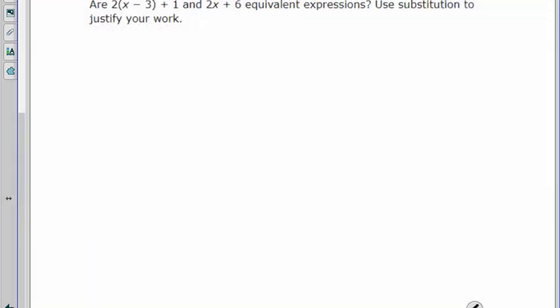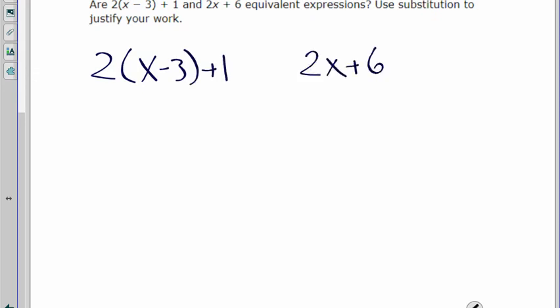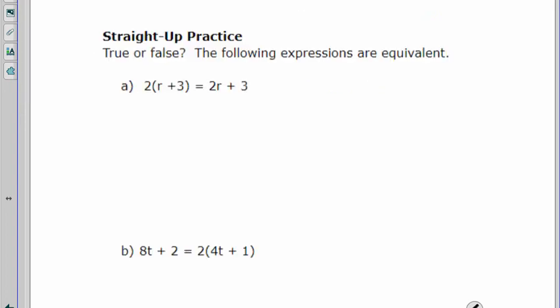Okay, last thing here, you have one to try out. Use substitution to tell me if 2 times the quantity x minus 3, plus 1 is equivalent to 2x plus 6. Pick a value for x. Give it a try. See if they're equal.